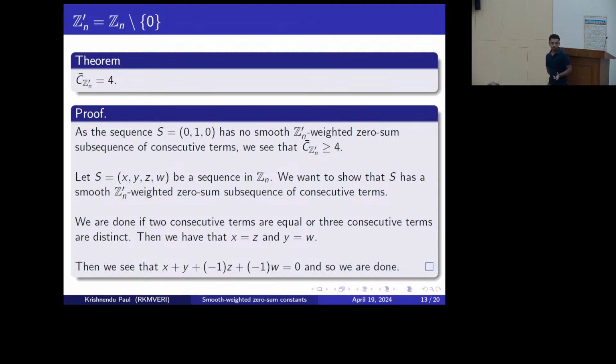So we are left with the case x y x y, because no terms repeat back to back, and no three consecutive terms are distinct. So that means we are left with x y x y, and as 1 and minus 1 are there in the weight set, we get a length 4 smooth subsequence.